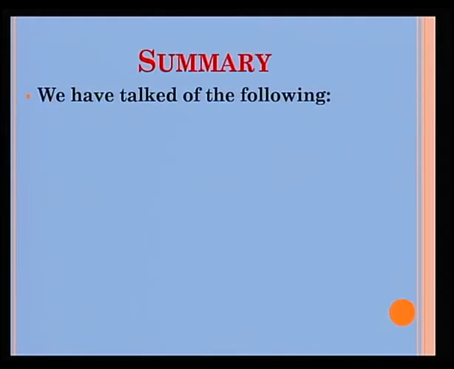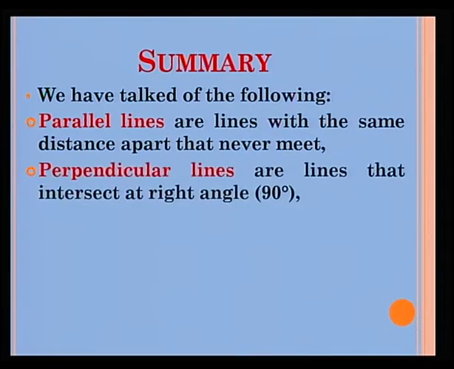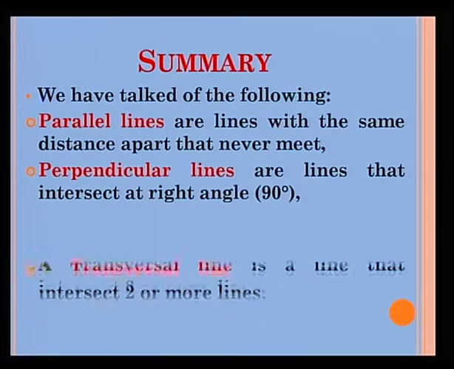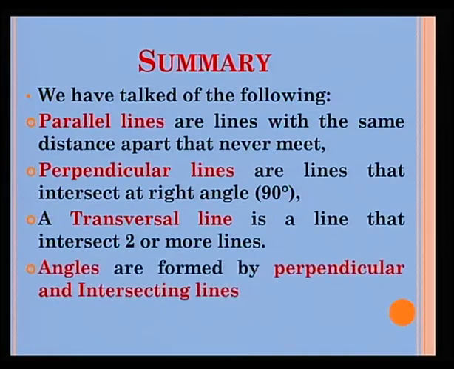Let's have a quick recap on what we have learned today. Parallel lines are lines which are the same distance apart that never meet. Perpendicular lines are lines that intersect at right angle, that is, if they intersect at 90 degrees. A transversal line is a line that intersects two or more lines. Angles are formed by perpendicular and intersecting lines.